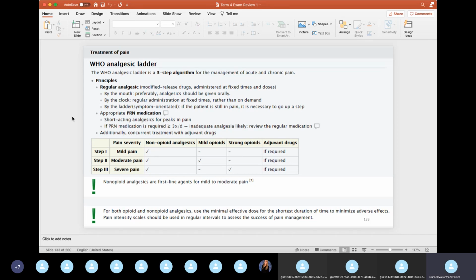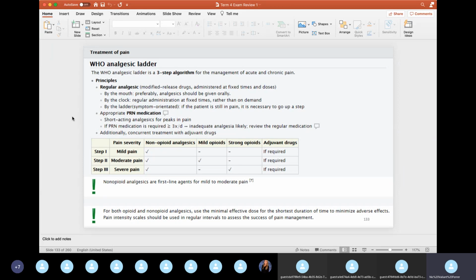So if it's mild pain, now let's look at mild pain. What do I need to give first? Non-opioid analgesics. Okay, if it's a mild pain. This is according to the World Health Organization. Okay, so for mild pain, non-opioid analgesics. For moderate, you just add a mild opioid. For severe, you add another one, a strong opioid. Okay, instead of mild, you add strong.